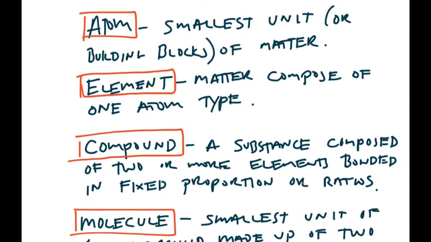Matter that's composed of only one type of atom is considered an element. So for example, if you have a sample of gold, that's only made up of gold atoms. Or if you have a sample of iron, that sample of iron only contains iron atoms. Those are what we call elements.